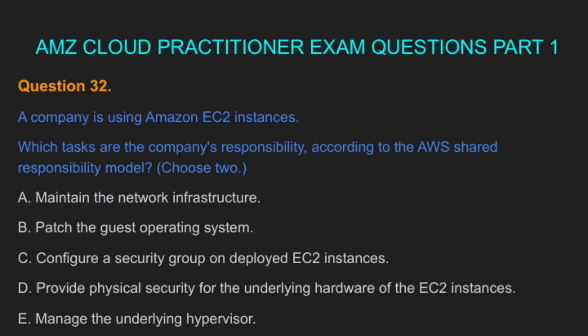Which tasks are the company's responsibility, according to the AWS Shared Responsibility Model? Choose 2. A. Maintain the network infrastructure. B. Patch the guest operating system. C. Configure a security group on deployed EC2 instances. D. Provide physical security for the underlying hardware of the EC2 instances. E. Manage the underlying hypervisor. The answer is B and C.